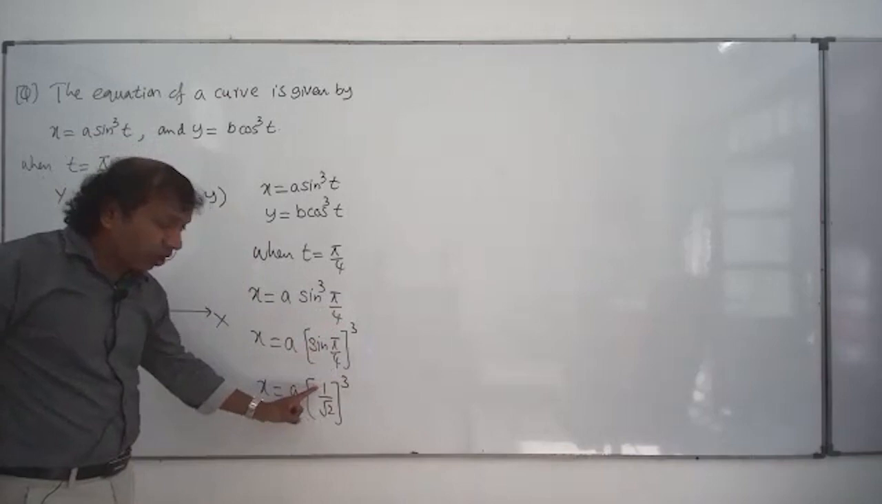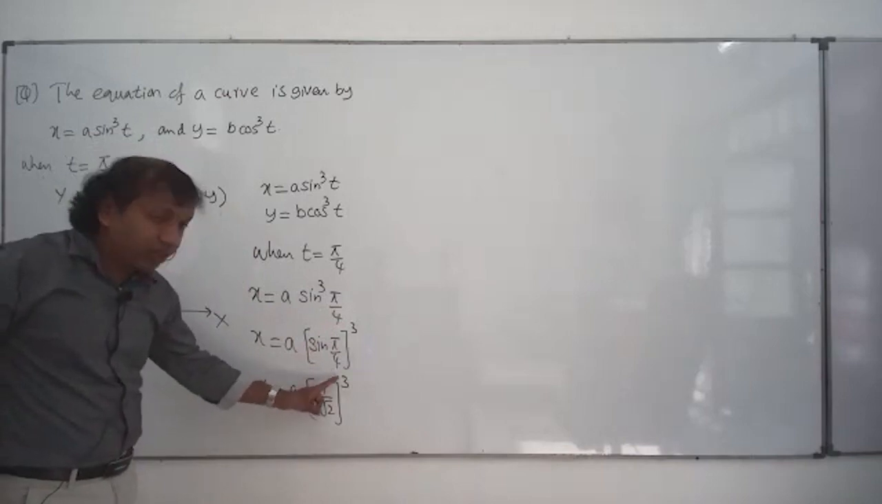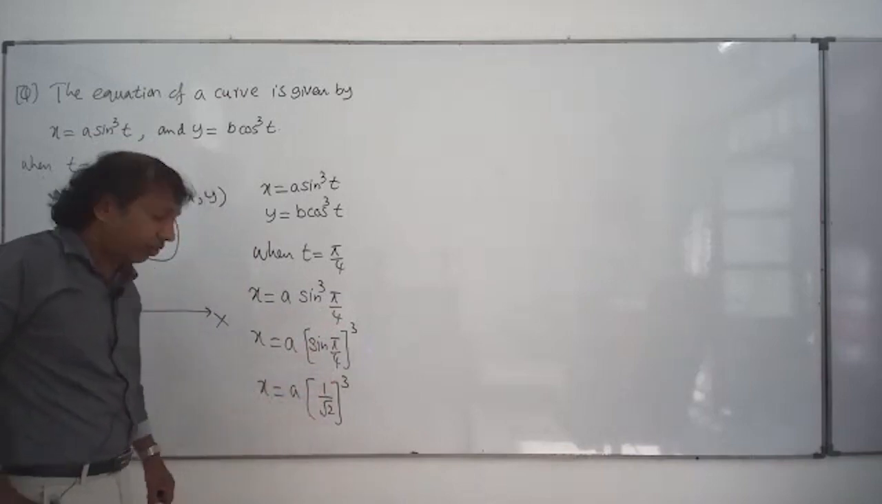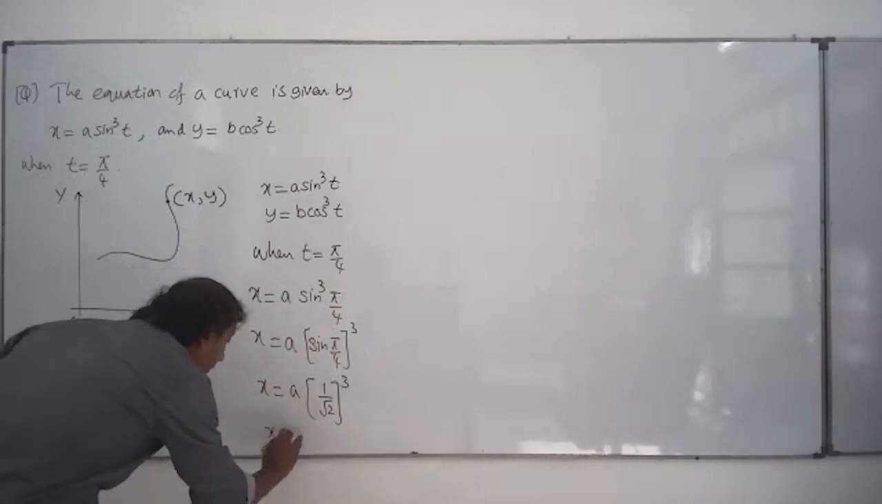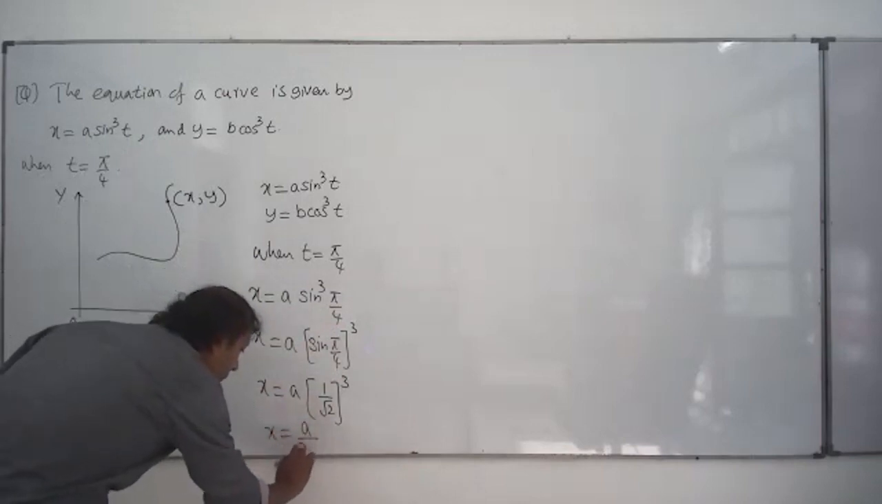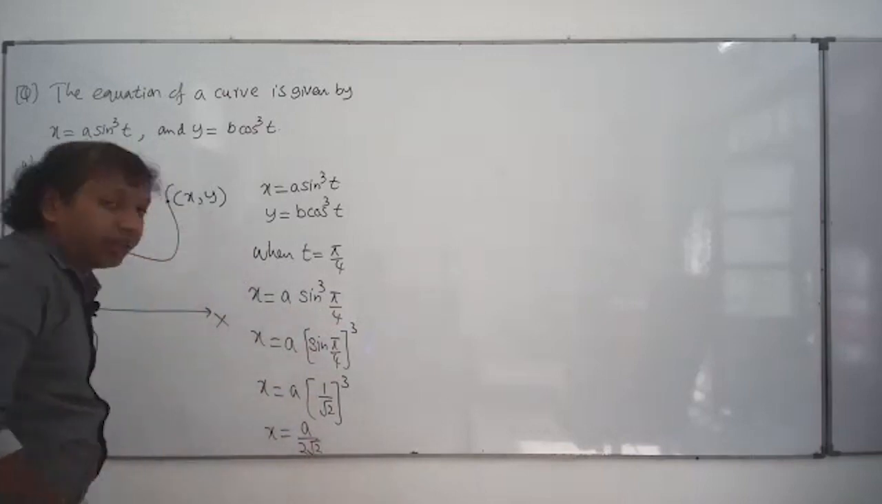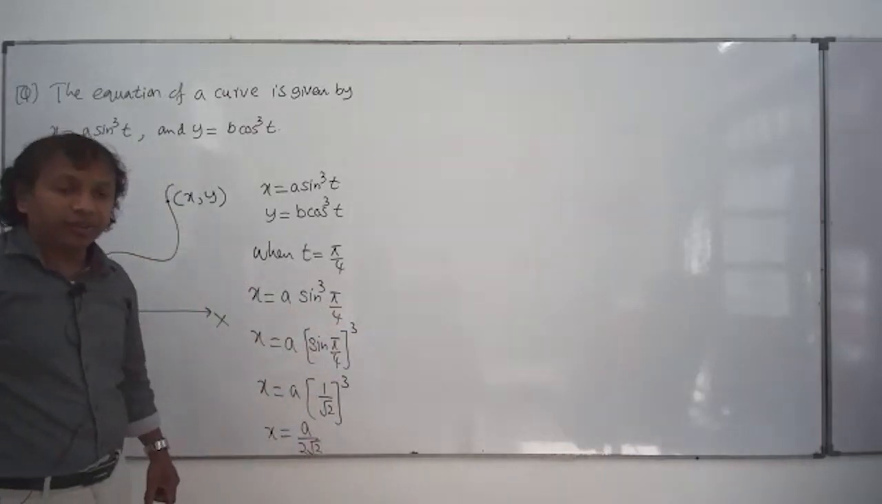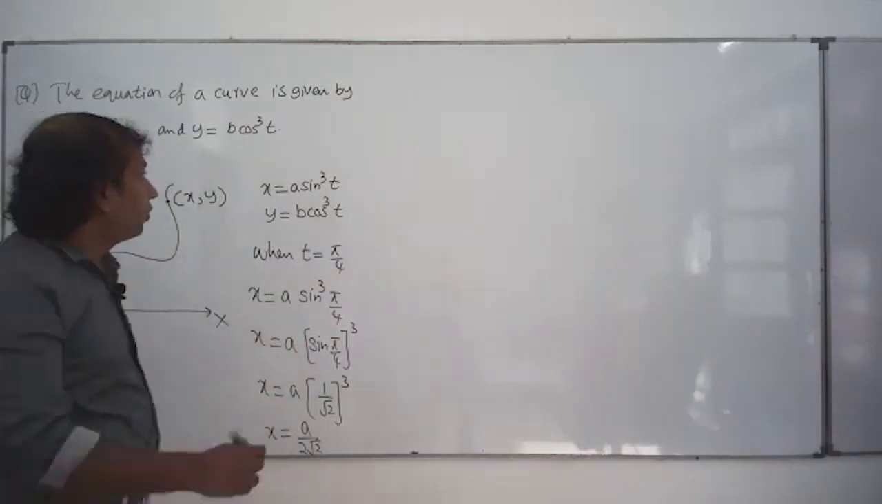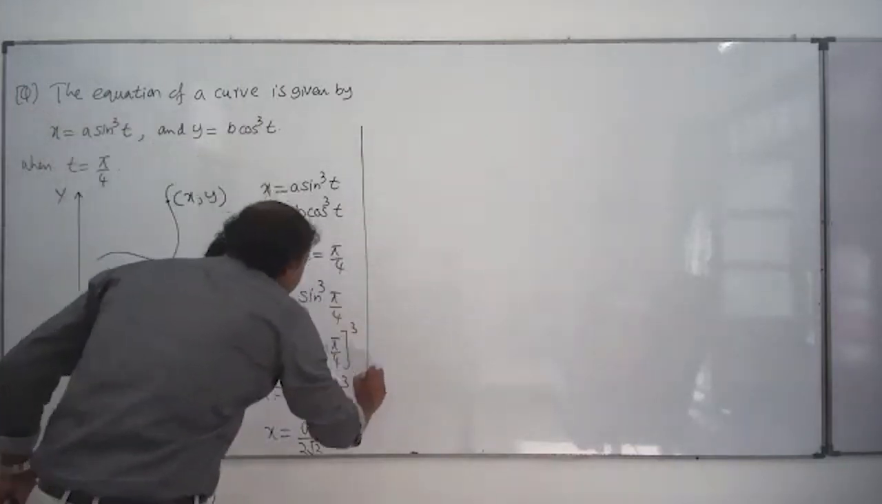1 to the power 3 is 1. Root 2 to the power 3 is 2 root 2. Then we get x as a over 2 root 2. The x coordinate of the point is a over 2 root 2. Similarly, you can write the y coordinate.